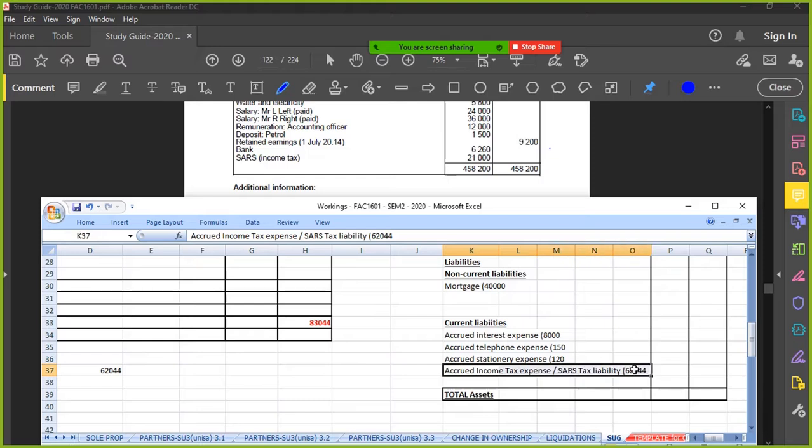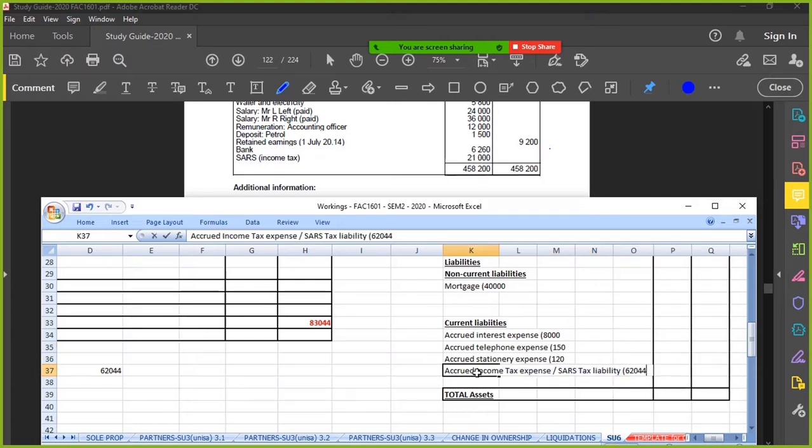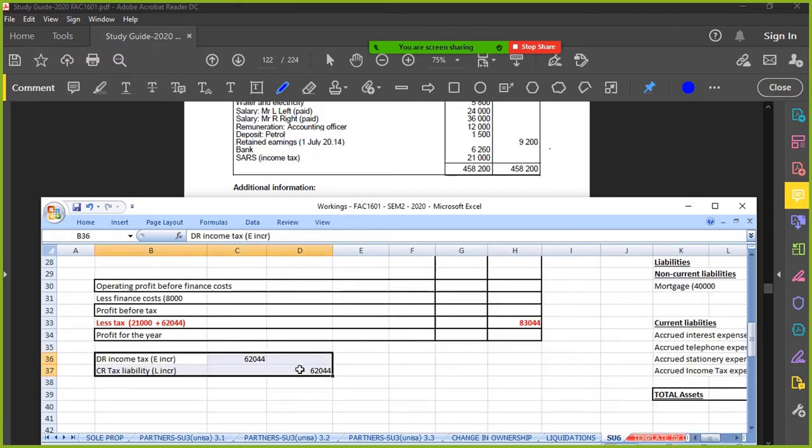I wouldn't record this as an accrued expense. I would rather record it as a tax liability because it's a special line item. Tax is special. Yeah, that's just vocab. I don't think they'll mind as long as you've got either or there. Okay, is that it? Are you happy with that?